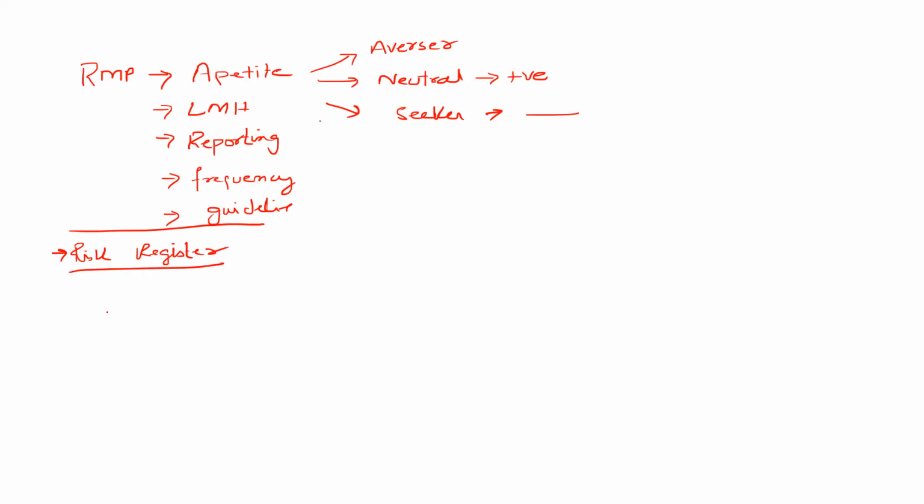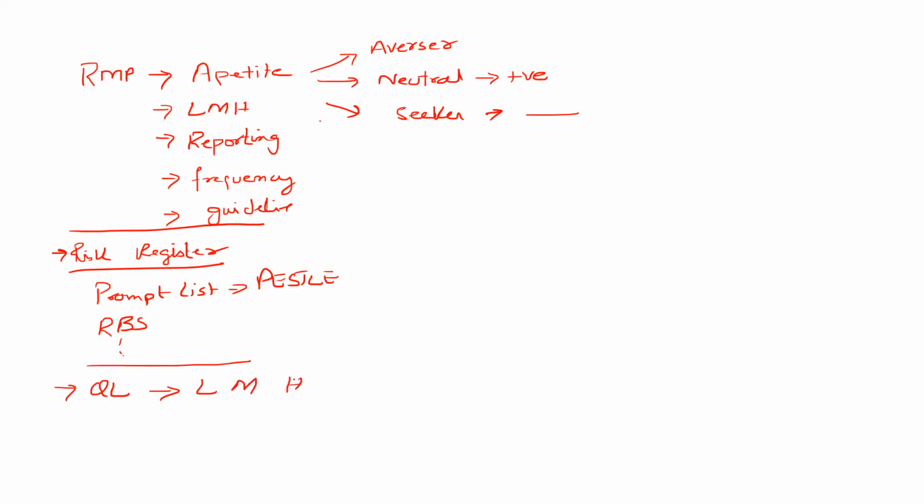Once the risk management plan is established, the second thing we do is the risk register. To prepare the risk register, we use our prompt lists, like PESTLE, or we use RBS, the risk breakdown structure, and many other techniques to identify the risks. Once the risks are identified, we perform qualitative risk analysis to categorize them as low, medium, and high, where we look at proximity, data quality assessment related to urgency, and the appropriateness of the data.